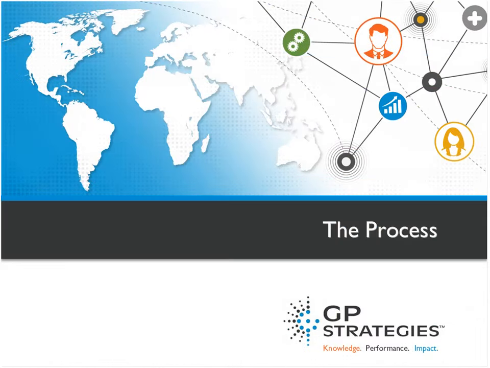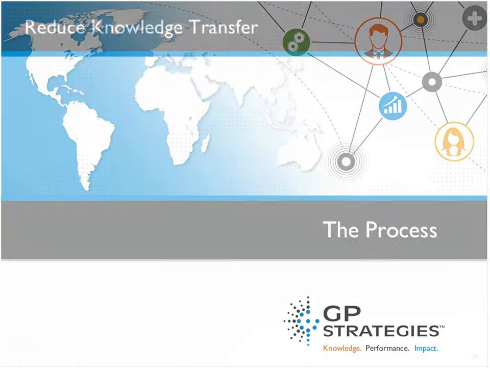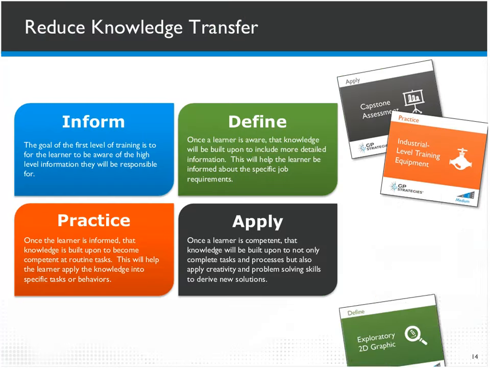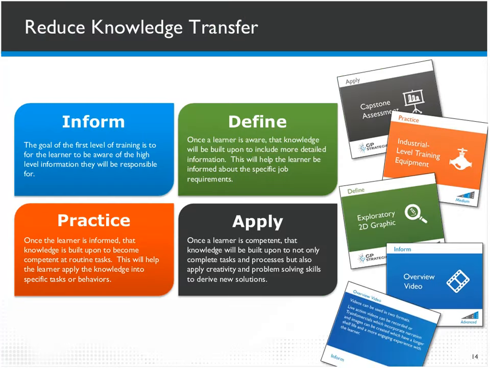Now, how do we go about taking all of that information that I covered in a very short time span and get that into a training? Well, we have a process that works really well for helping to brainstorm through this concept. So what we have is a series of flashcards, and the flashcards are all of the different components that I just covered, color-coded into the informed, defined, practice, and applied color codes. And then on the back of them, they're going to tell you whether they're basic, medium, or advanced, and they're going to give you a short description.